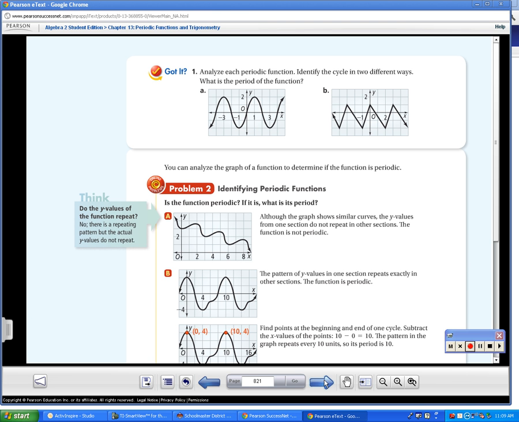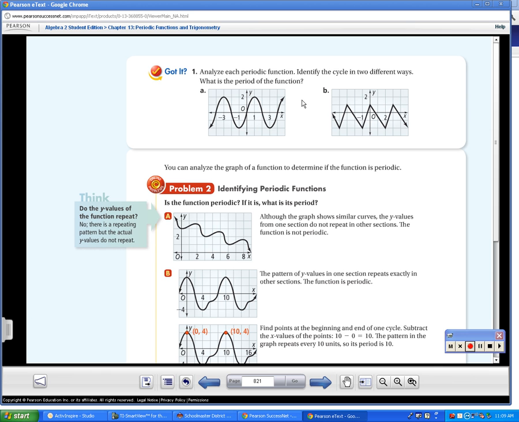Okay, all right, so let's take a look at this one right here and figure out what the period of this function is. And these are all in your book if you want to get a better view on page 821. So this is periodic again because it's going up and down and up and down in a regular interval. If you can see up here, or in your book, what's the period of this function?